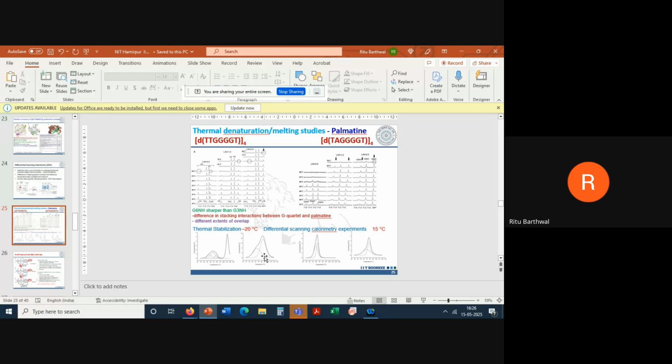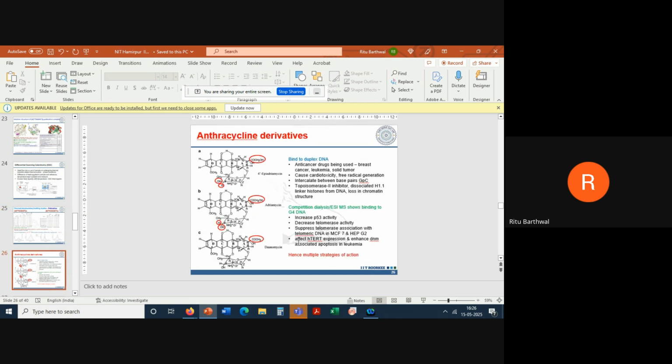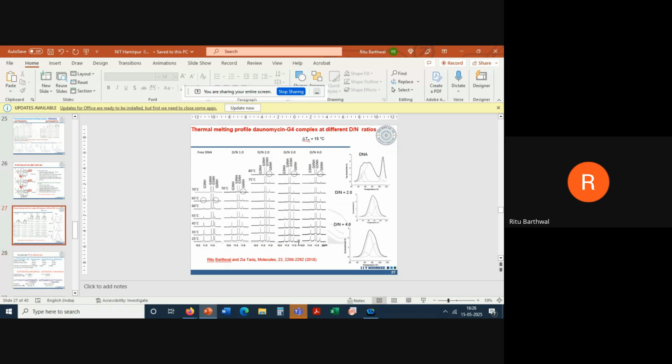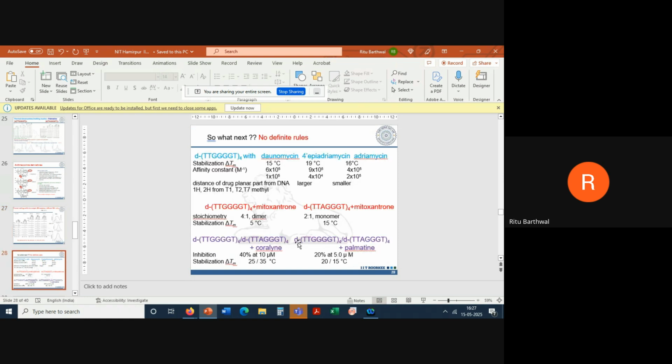So what do we do? We do the quadruplex alone, this or this quadruplex. And the second time what we do is the same experiment with the ligand bound to that. And that's how we determine how much the change is. This is another one in which we have determined how much is the change at D by N equal to 2, DNA. All the complexes we have made, and you will see the lines are shifted there. There was a Tm change of about 15 degrees in this case.